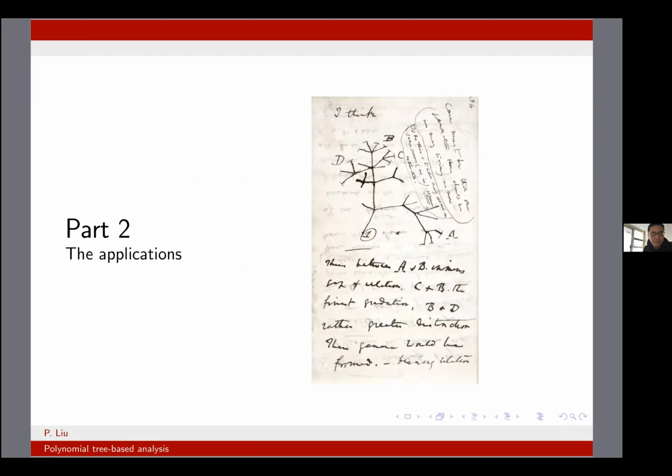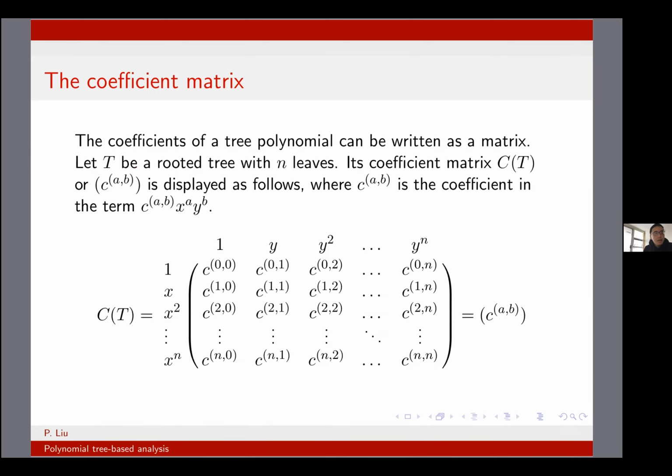And once we have this, we can introduce some applications. So on the right, this picture is a handwriting of Charles Darwin, saying that he thinks that the evolution of species is like a tree. But I'll be talking more about that.